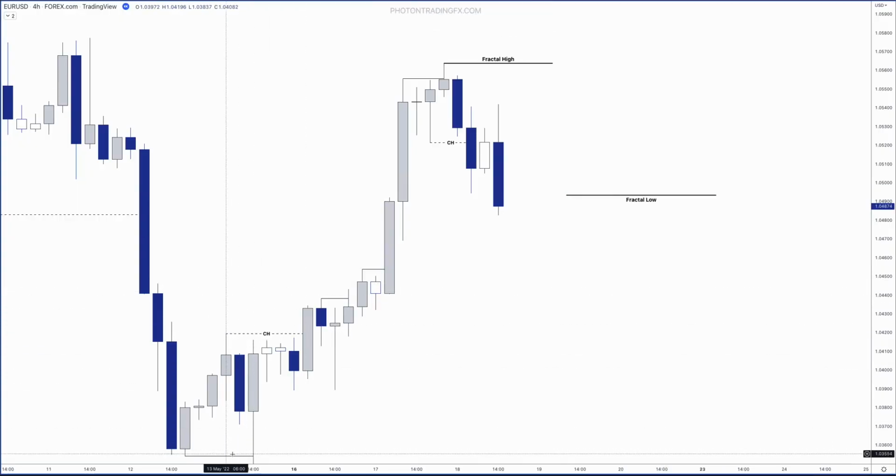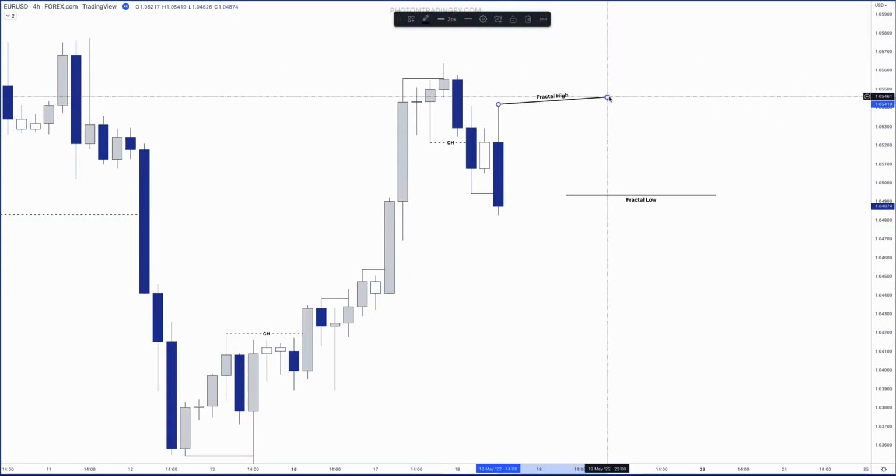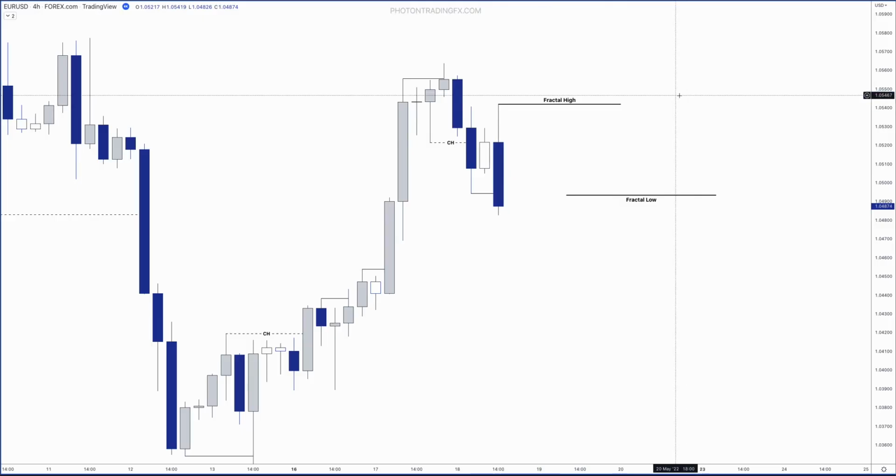So what did we have? We had a fractal continuation to the downside. And then at this point, where is our fractal high? It's the last candle to fail to break the previous candle's low, which would be the inside bar, but the next candle traded higher than it. So this is where we're going to adjust it to. So I'll do one more example and then I'll give you guys some homework.